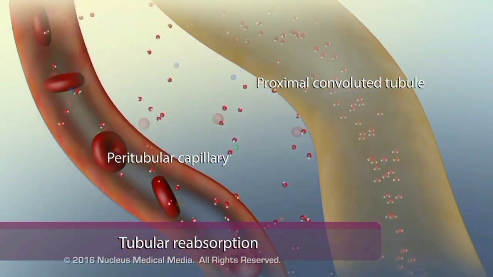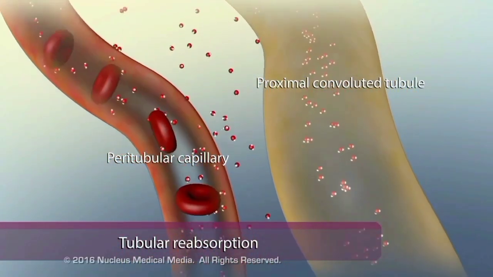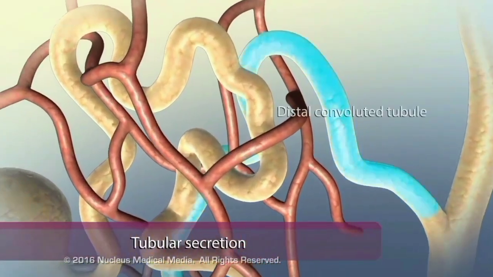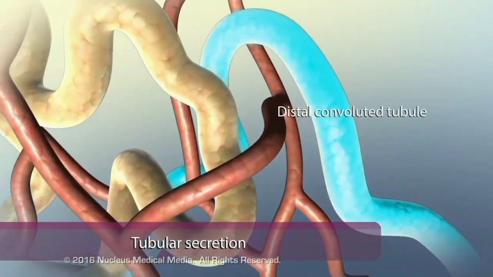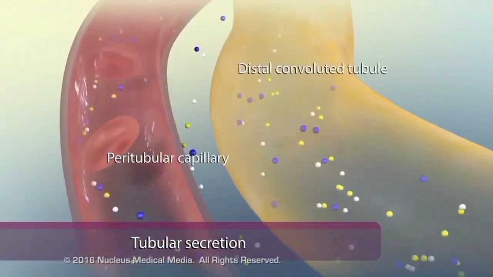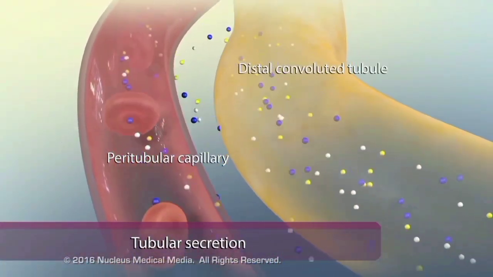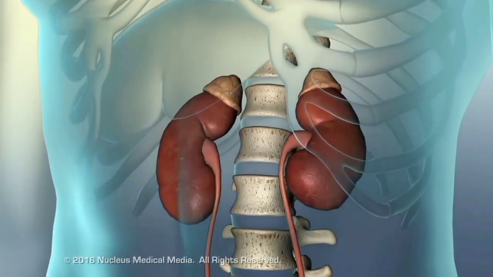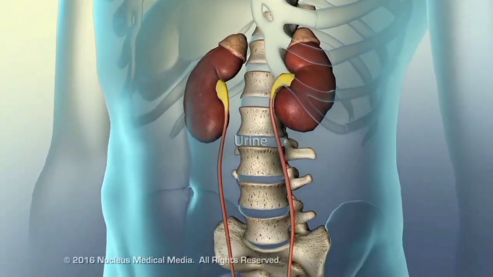The final stage of urine production is tubular secretion, which mainly occurs in the distal convoluted tubules. These tubules remove hydrogen ions and excess potassium ions, as well as larger nitrogenous wastes from the peritubular capillaries, and these are excreted into the urinary system until they are eliminated from the body in urine.